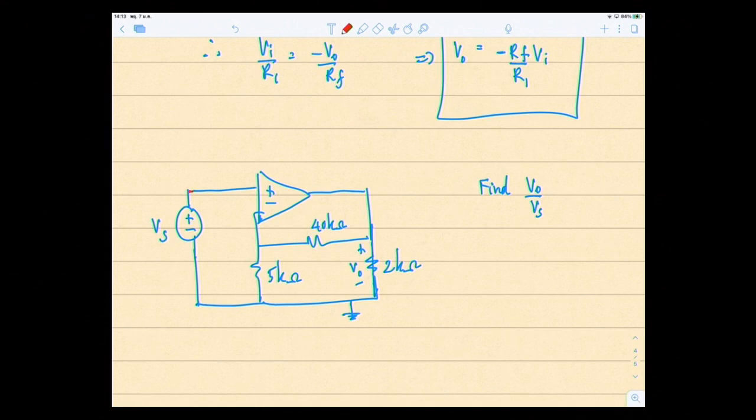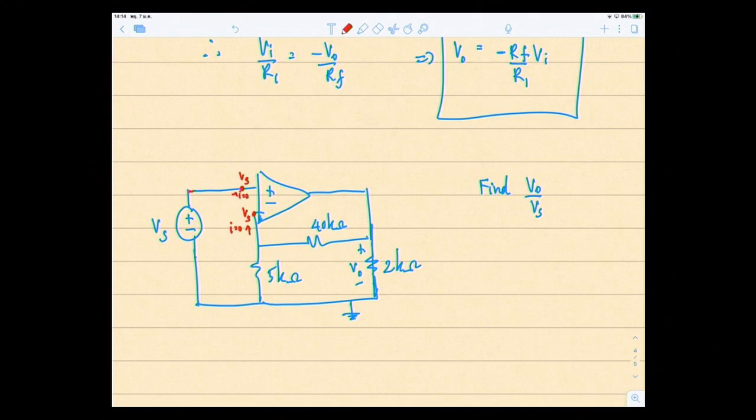Well, the voltage at this terminal is Vs. So that means this terminal is also Vs, correct? From the ideal characteristic rule. Well, current cannot go in there, right? So there's no current going into here, so I is equal to zero. Okay, no current going into the ideal op amp.